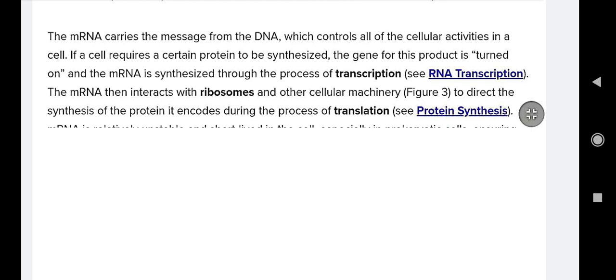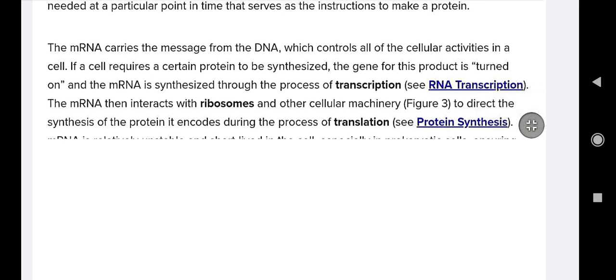Now suppose a cell needs a certain protein to be synthesized. Genes are particular segments of DNA, which are the functional segments of DNA. Suppose a cell requires a particular protein, that we have to make this protein now immediately. So the segment of the gene responsible for the formation of that particular protein is turned on. Turned on means proteins help that gene so that it can undergo transcription in that segment of the gene, and thus mRNA is synthesized through the process of transcription.